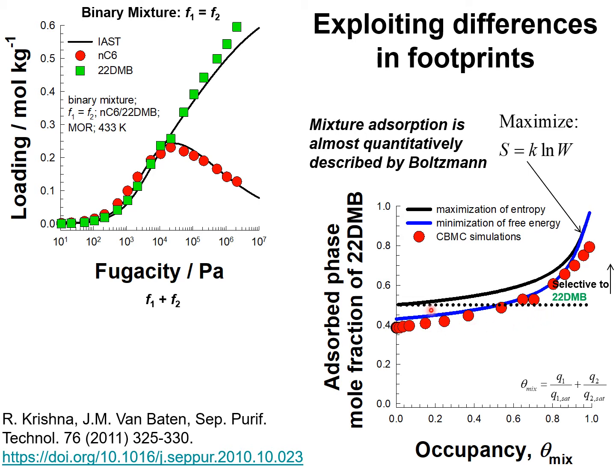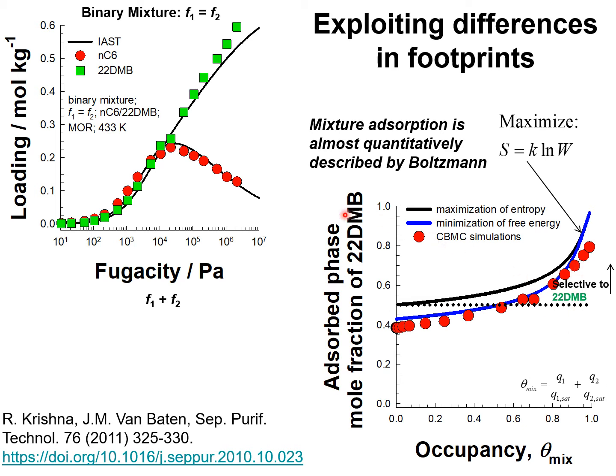The small differences between the maximum S curve and the CBMC data are due to the small differences in the binding energies. If we take the differences in the binding energies into account and determine the curve that describes the minimization of the free energy, that's the blue curve, we get nearly quantitative agreement between the minimum free energy curve and the mixture adsorption equilibrium determined from molecular simulations.